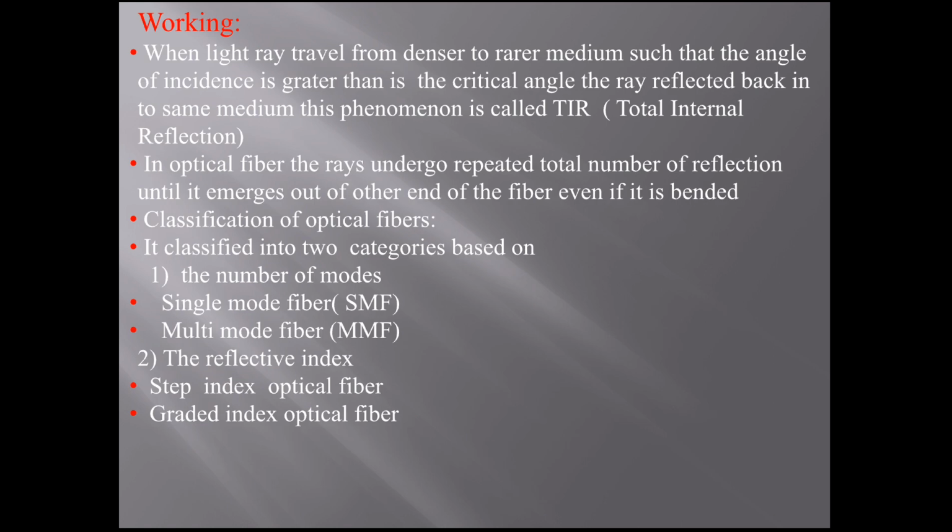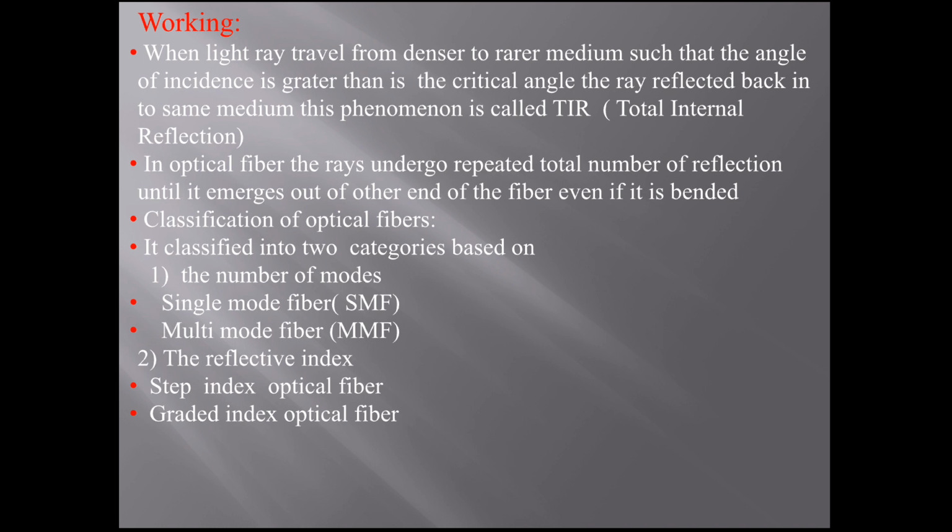The working of optical fiber. When light rays travel from a denser to a rarer medium such that the angle of incidence is greater than the critical angle, the rays are reflected back into the same medium. This phenomenon is called total internal reflection. In short, it is called TIR. In optical fiber, the rays undergo repeated total internal reflection until they emerge at the other end of the fiber, even if it is bent.